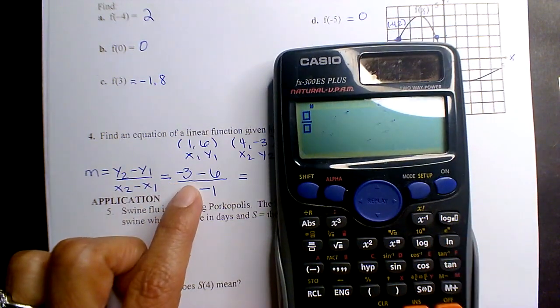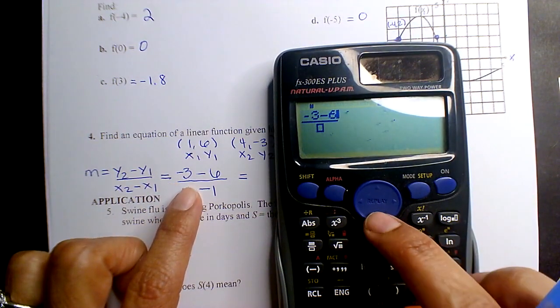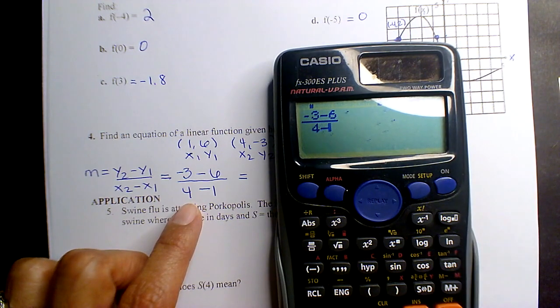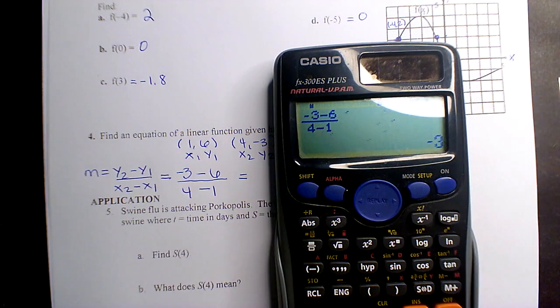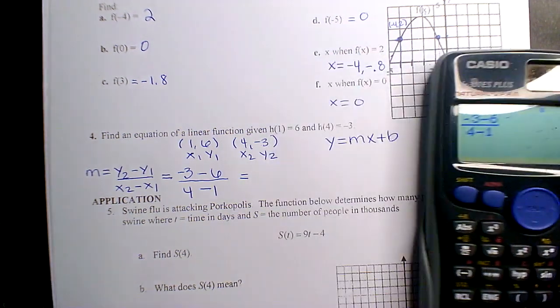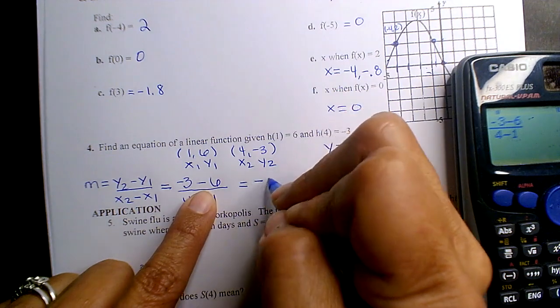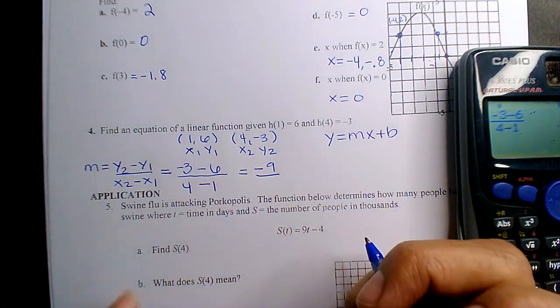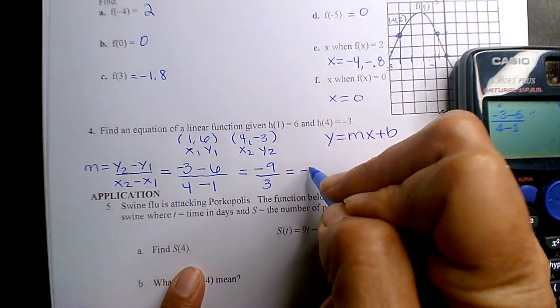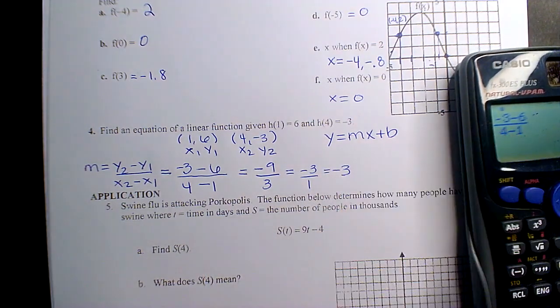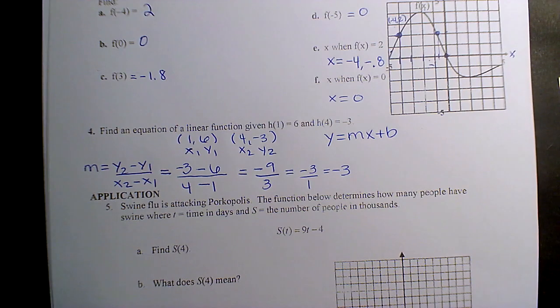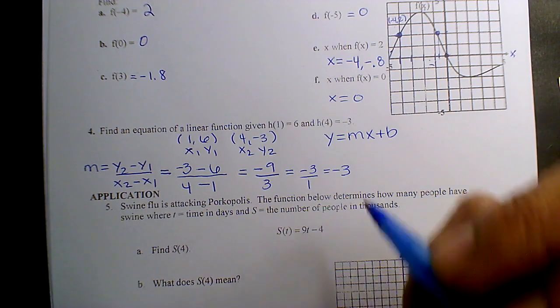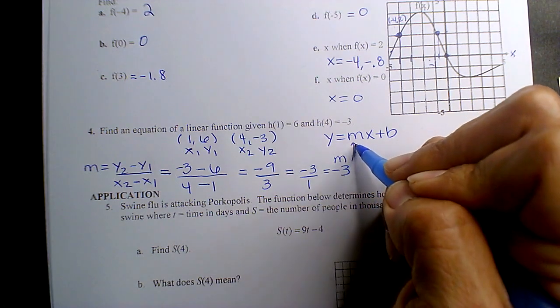And again, if you're rusty, you could just grab a calculator and type it in, and we should get negative 3 over 1, right? Because negative 3 minus 6 is negative 9. You add them and keep the sign if they're both negative or positive. 4 minus 1 is 3, and there's my negative 3 over 1, or negative 3, whichever you prefer. And you know this is m, so that's going to go here.